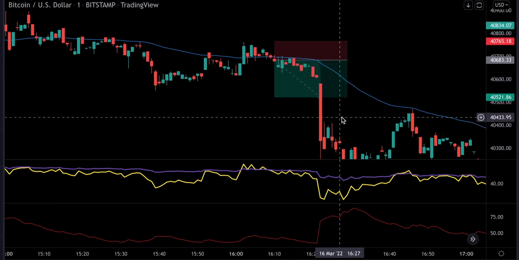Okay, so we can see the system has been working really well so far, and let's actually test it out and see if it has a 100% win rate.